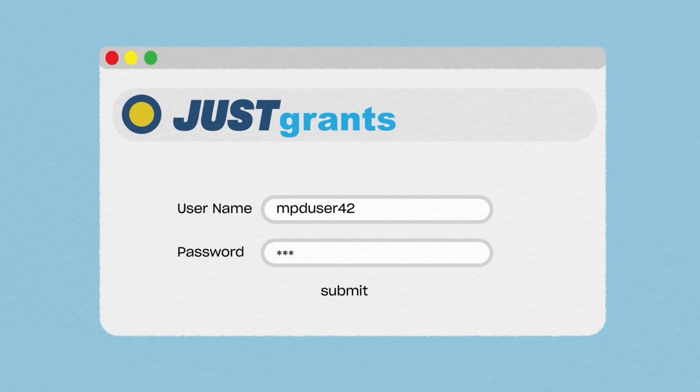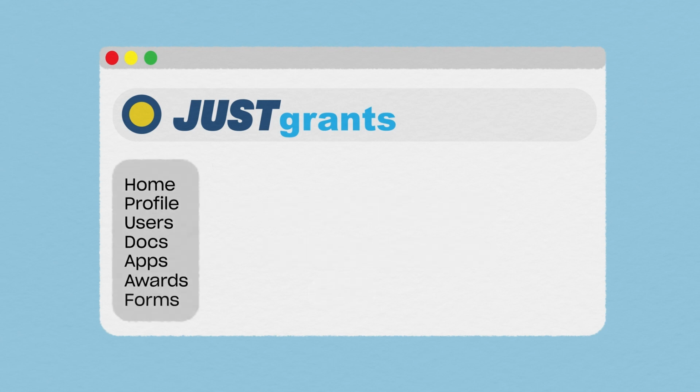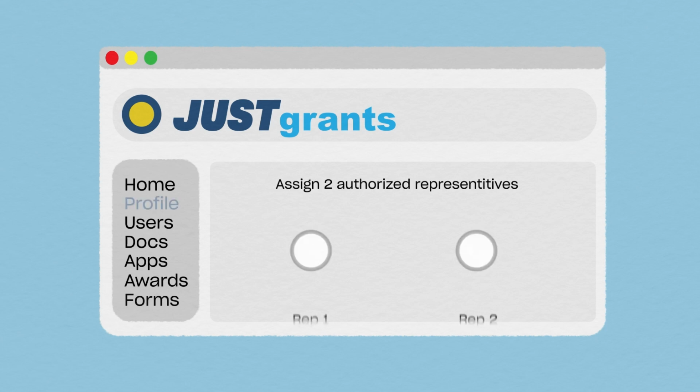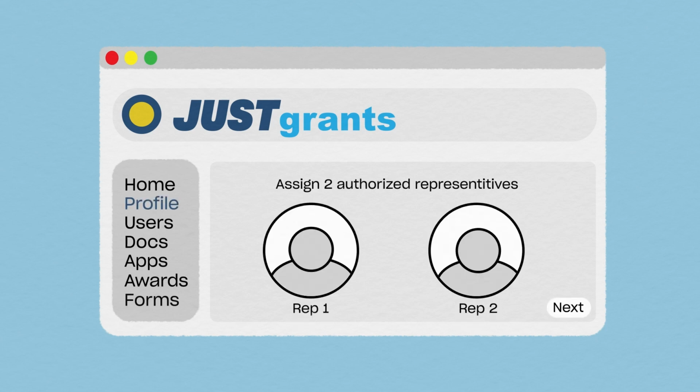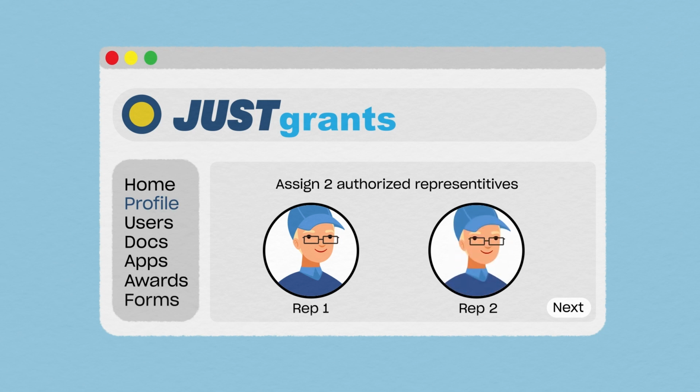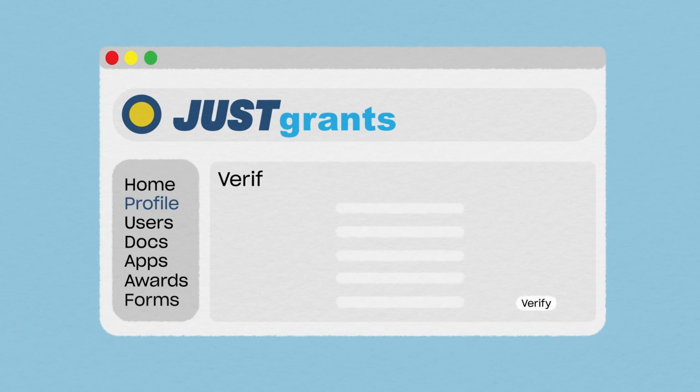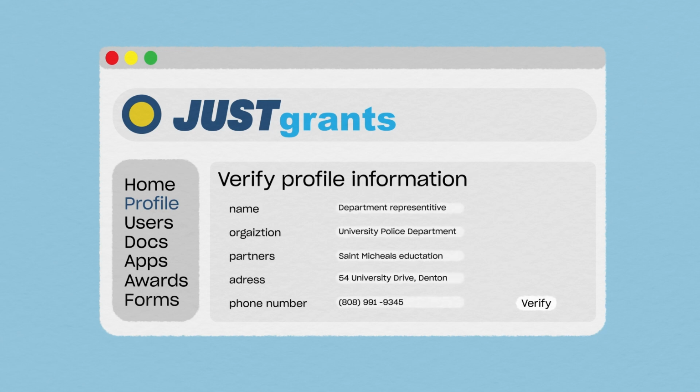On Just Grants, you'll need to create a new account or log into your existing one. Once you've successfully accessed your account, you'll need to complete 2 tasks. First, assign the role of authorized representative to 2 users as required by the Community-Oriented Police Solutions Office. Second, verify that the information in your entity profile is correct. Any necessary changes should be made in SAMs. Changes will populate in Just Grants within 24 hours.